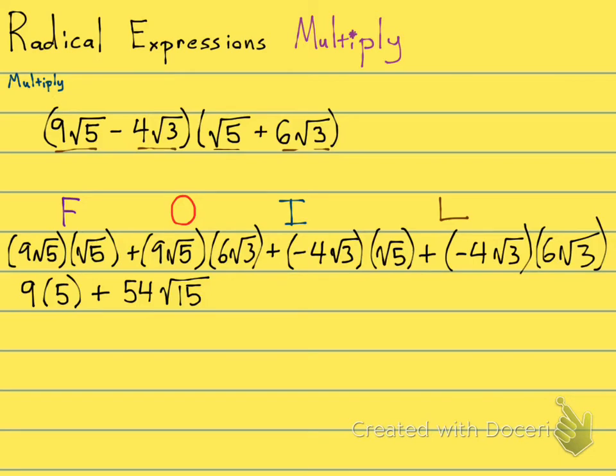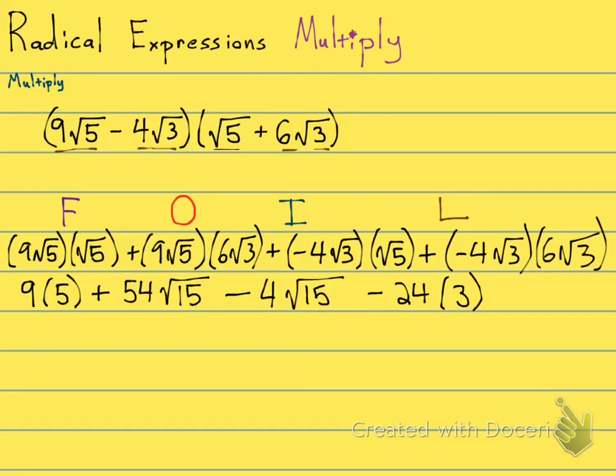All right, now this is going to be plus a negative, right? Because a negative times a positive is a negative. So I'm just going to call this a minus. 4 square root of 3 times square root of 5 is 4 square root of 15. All right, plus another negative, right? A negative times a positive is a negative, so I'm going to call this minus. And now I have 4 times 6 is 24, and then I have square root of 3 times square root of 3. That's right, square root of 3 times square root of 3 is just 3.